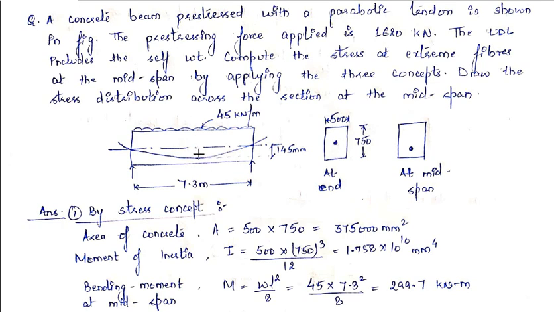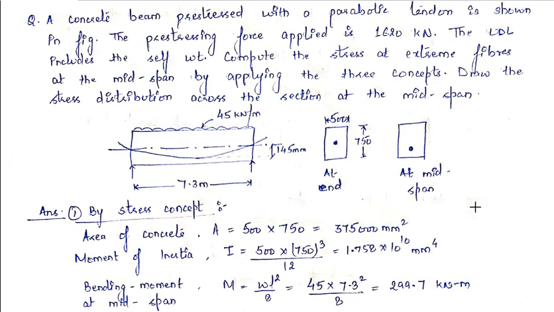And if you see the cross section at the mid span, the cable is at a distance of 145 mm from the neutral axis. So this tendon is much below the neutral axis, at a distance of 145 mm below it. The total span of this pre-stressed member is 7.3 meters.